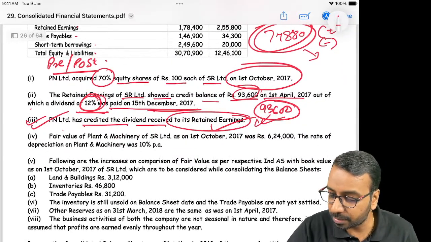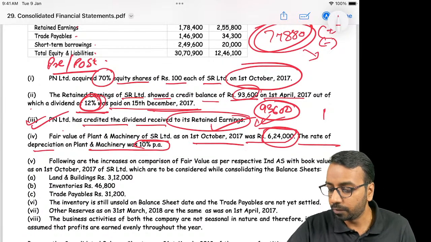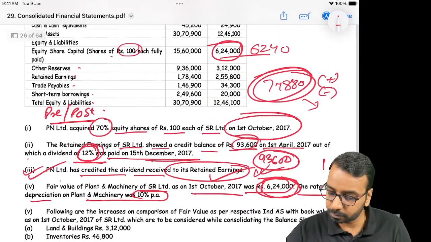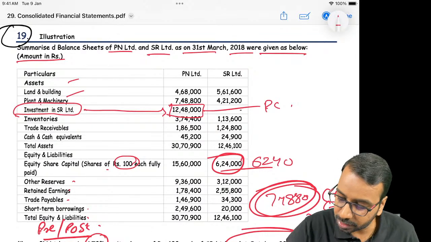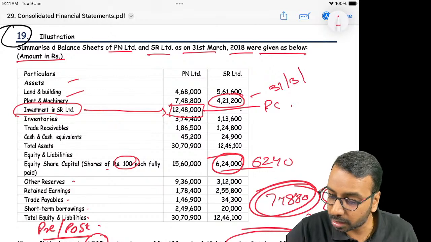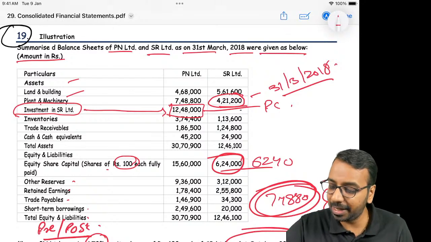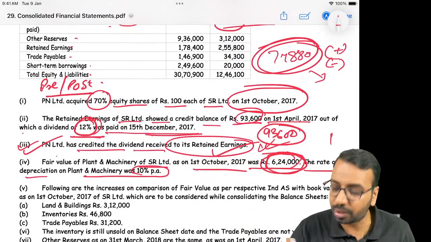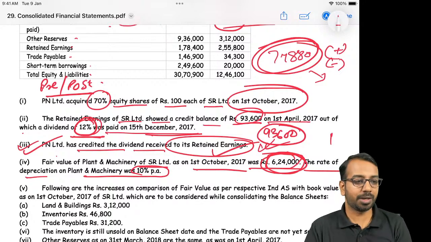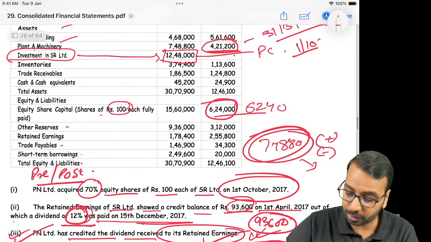Then, fair value of plant and machinery of SR Limited was 6,24,000. The rate of depreciation is 10% per annum. On 1st of October, it is 624. That is the fair value. And here, they have given plant and machinery 4,21,200, on 31st March 2018. So how to calculate? You will back work and see what the value on 1st of October is. With that 1st of October valuation, you will compare 624, and the difference will be the fair value adjustment. Mark it as a very important adjustment. Especially, you have to do a back working.